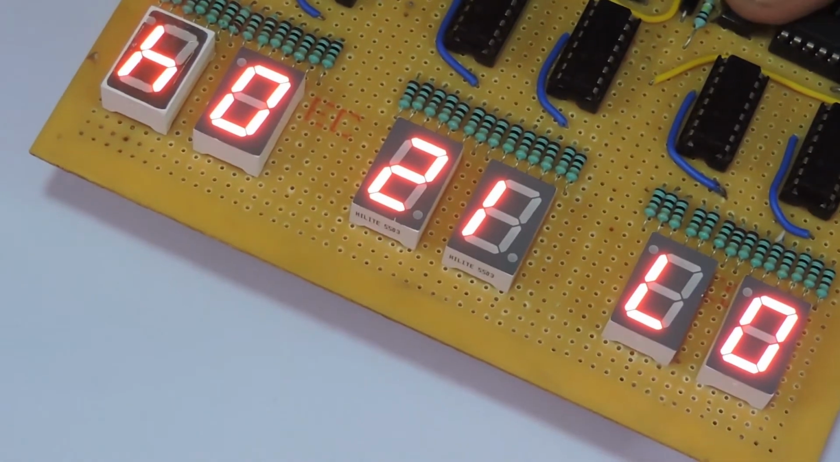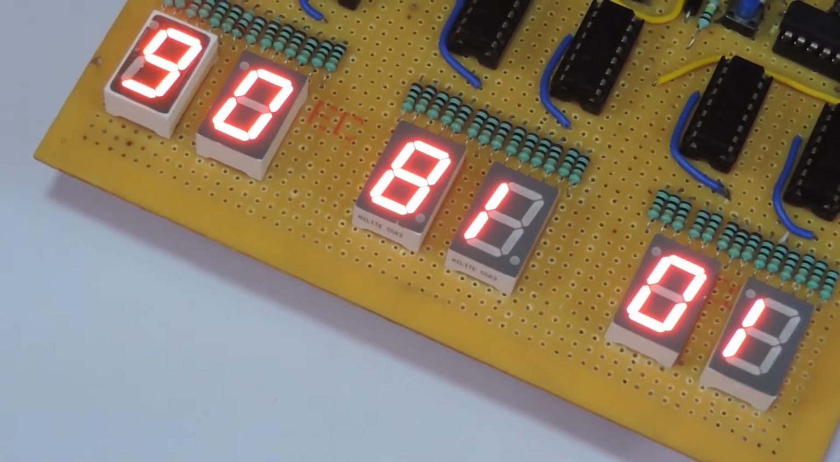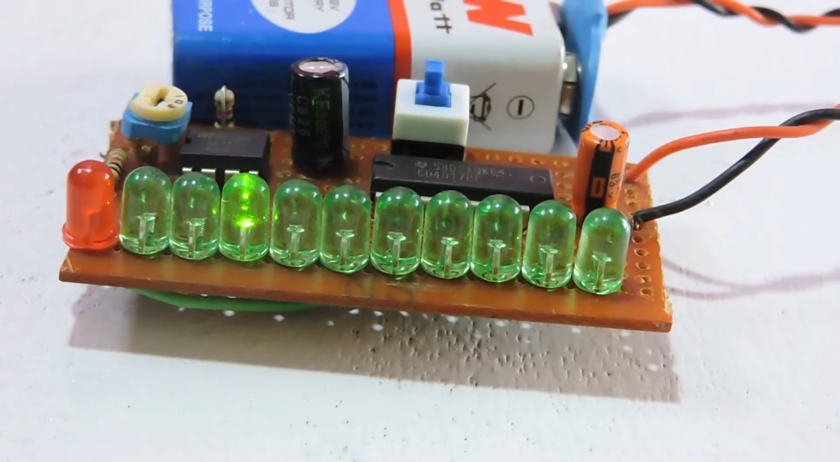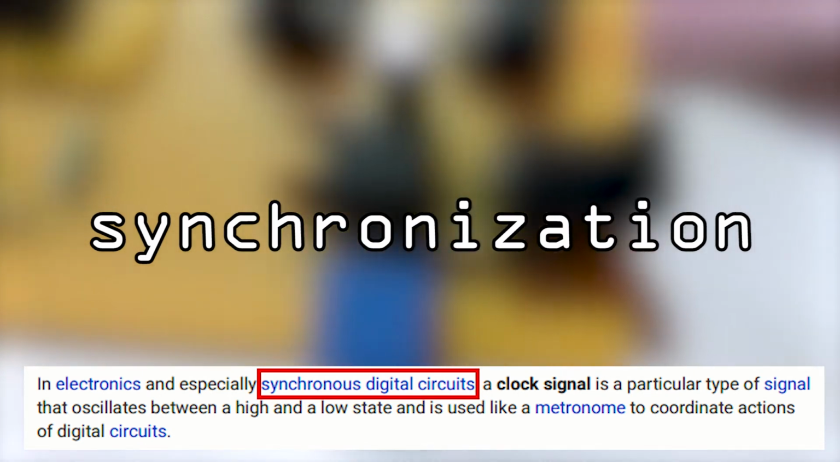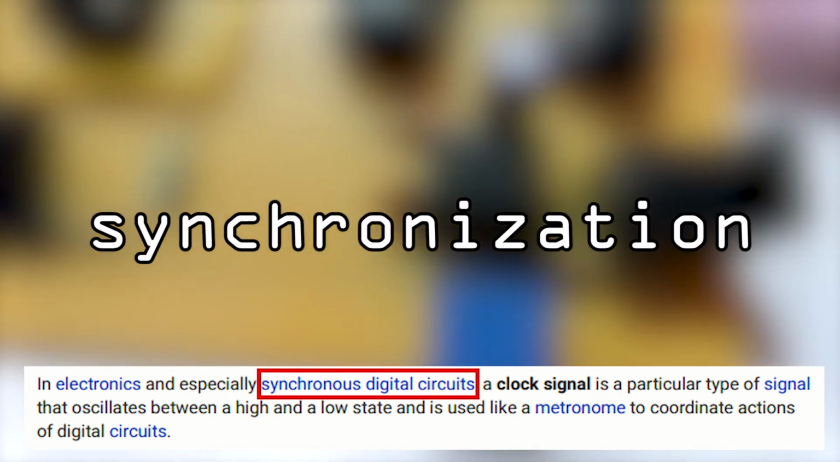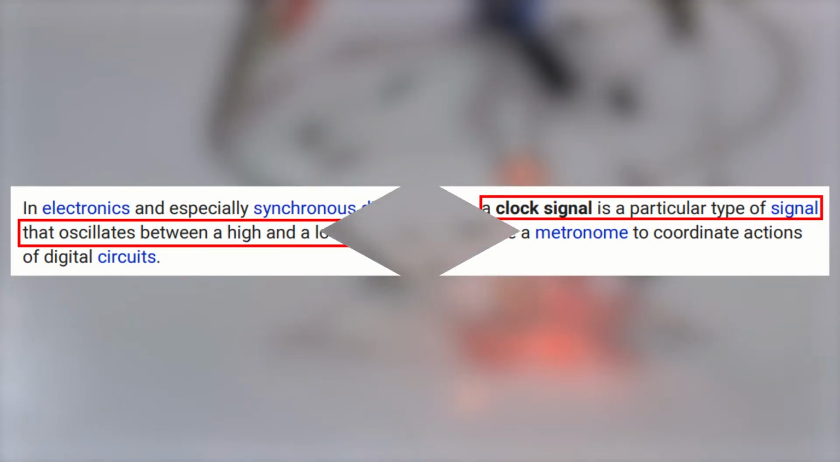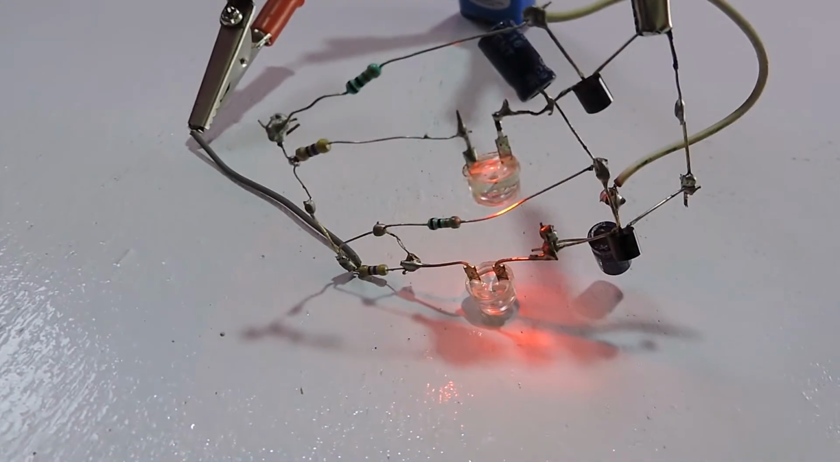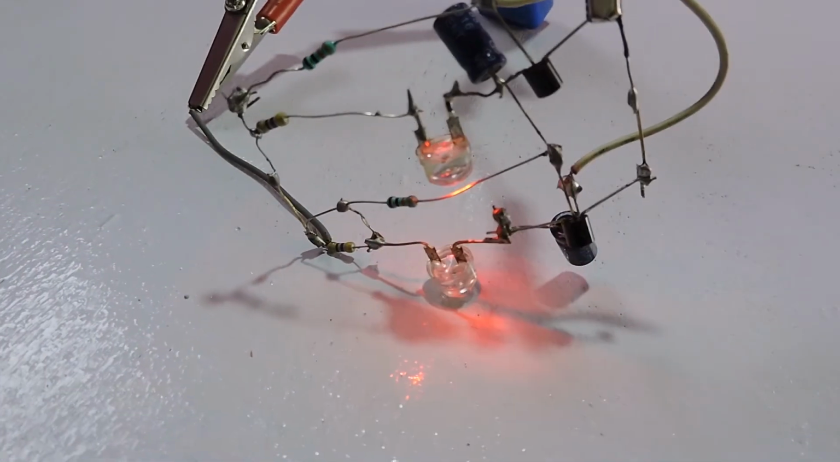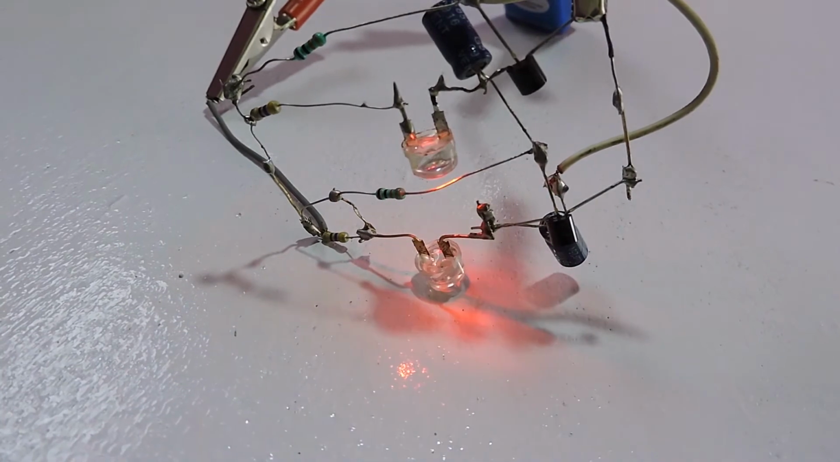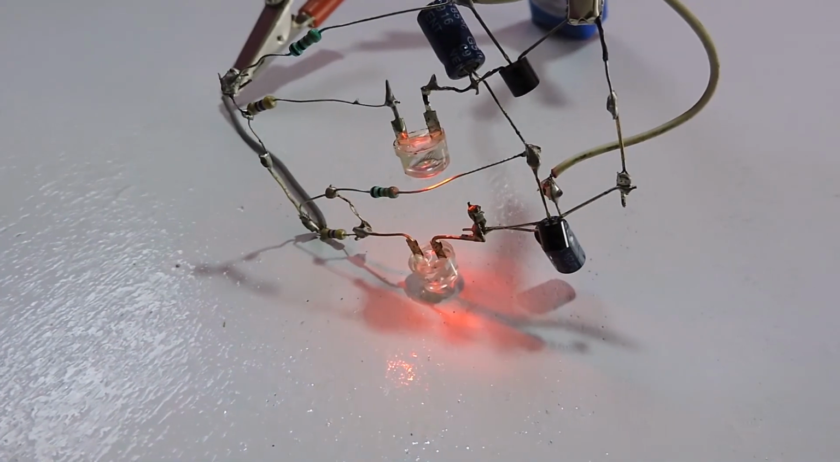When we have many complex circuits and we want the actions to take place simultaneously and sequentially, we use a clock pulse to activate and deactivate the circuits at the same time, and this is called synchronization. I guess now you are clear with the definition of a clock pulse. A clock signal is a particular type of signal that oscillates between a high and a low state. But you may say, I never keep tapping a switch to run my PC. Well, because it's automatic. Now we'll see how to make an automatic clock pulse. Mostly this circuit is known as a clock pulse generator or square wave oscillator.